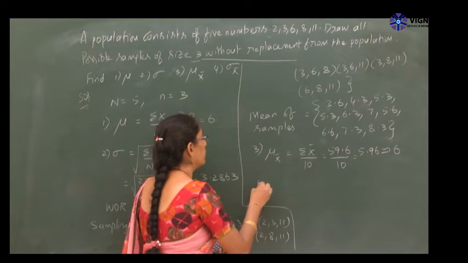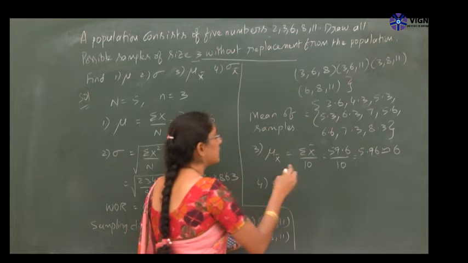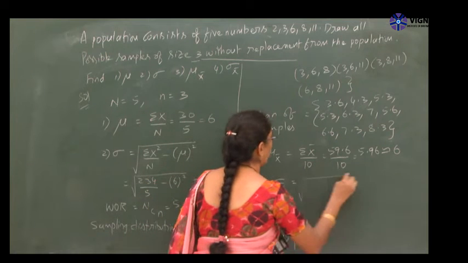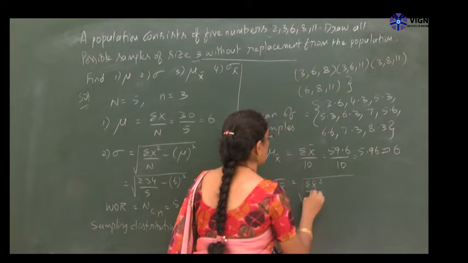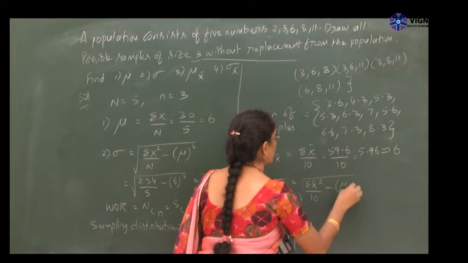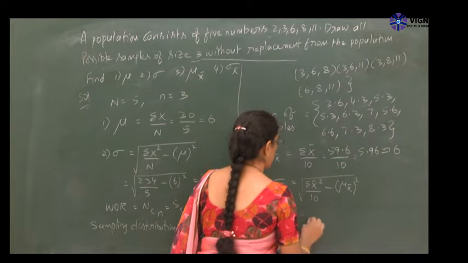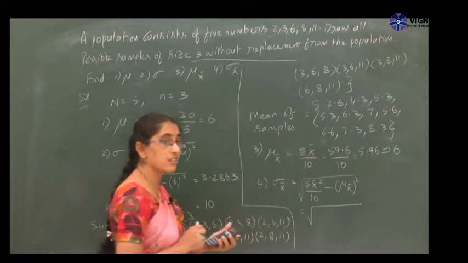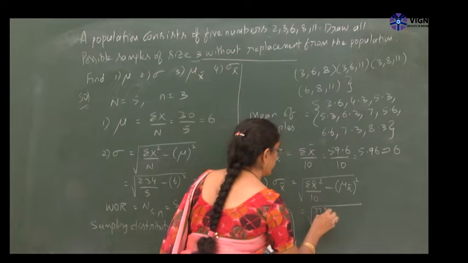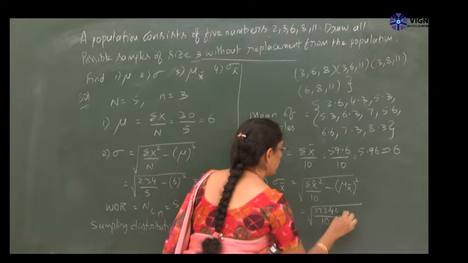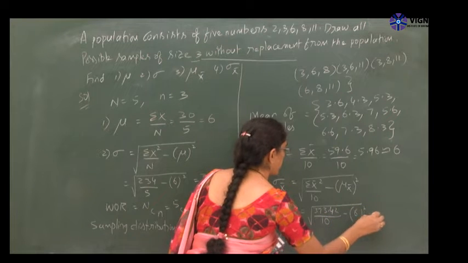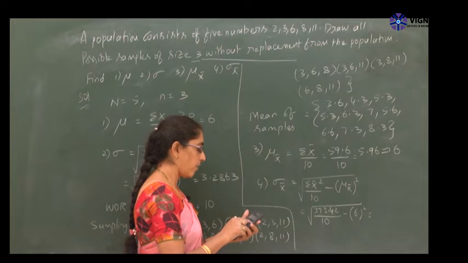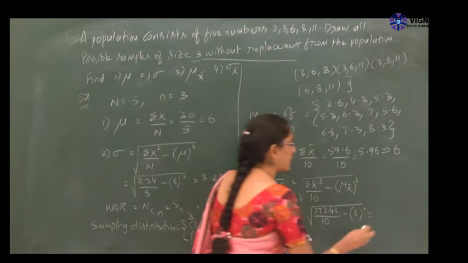Okay. Then last we have to find the standard deviation of the sampling distribution of means. So square root of summation x bar square by 10 minus mu x bar square. Right? So square root of, press shift 1, first option 373.42 minus 6 square. So it is here shift to second option. So 1.3492.